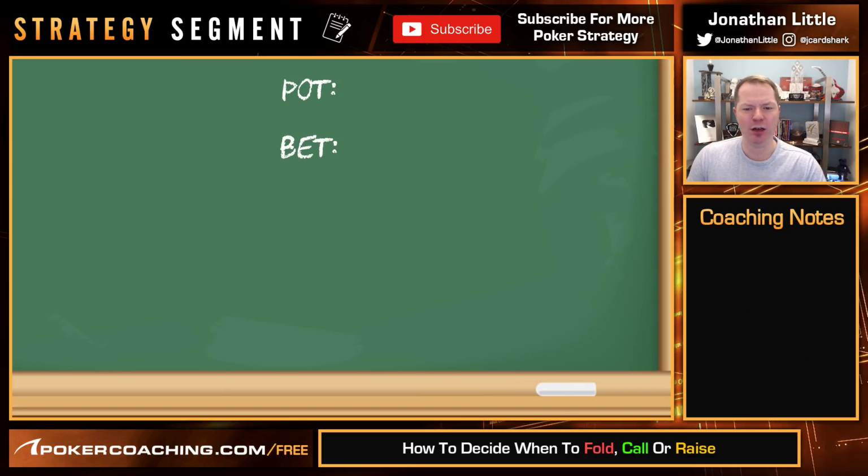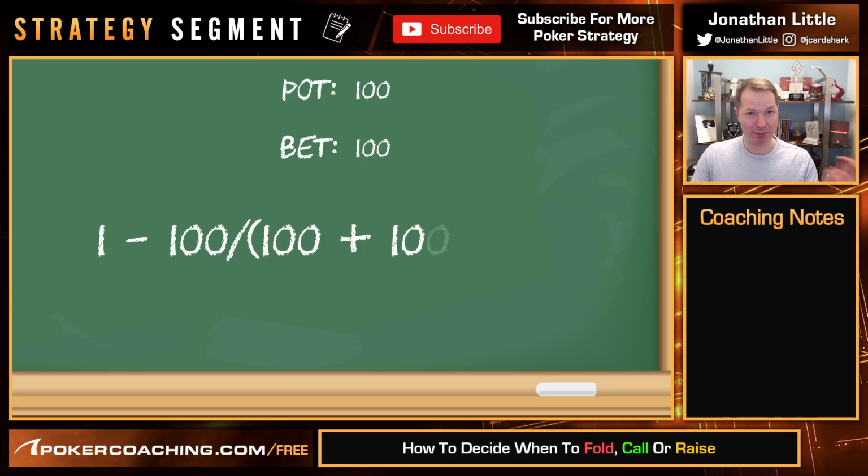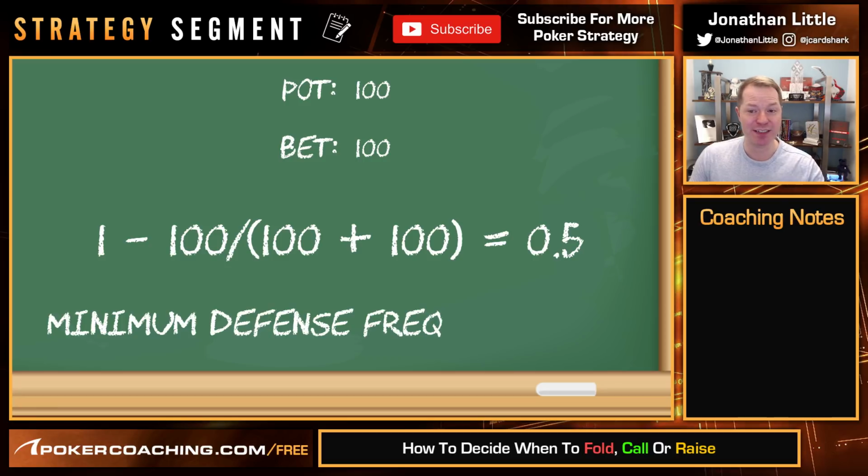Let's say we are facing a pot size bet. Well, in that scenario, the bet would be one pot size, divided by the bet plus the pot, which would be our opponent's 1 bet plus the pot size, which is 1. So we'd have 1 divided by 1 plus 1, which is 2, which is 0.5. So we have 1 minus 0.5, which is 0.5. This means that we need to defend with roughly 50% of our range.